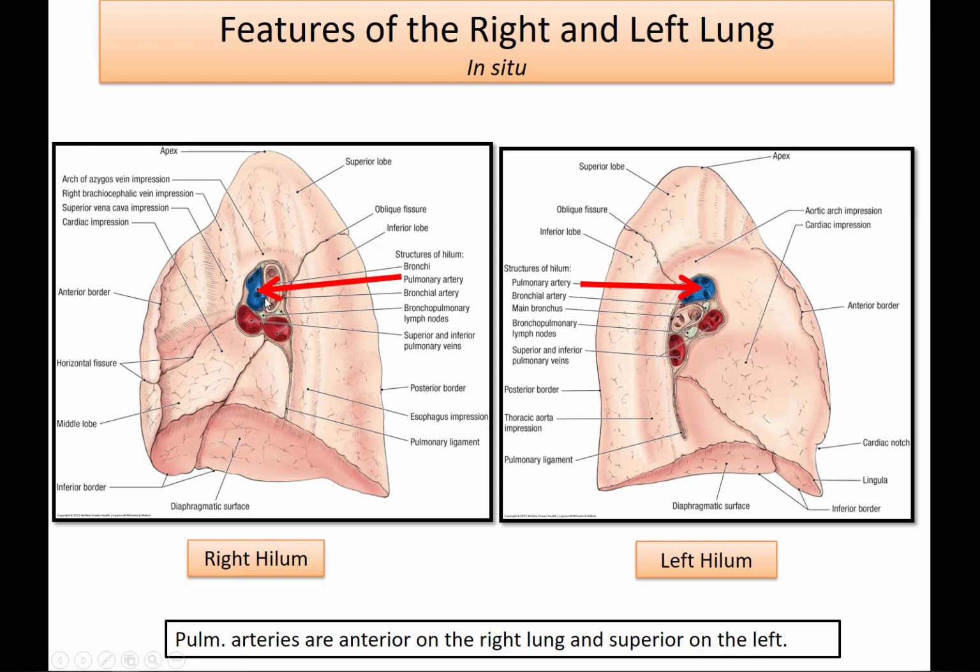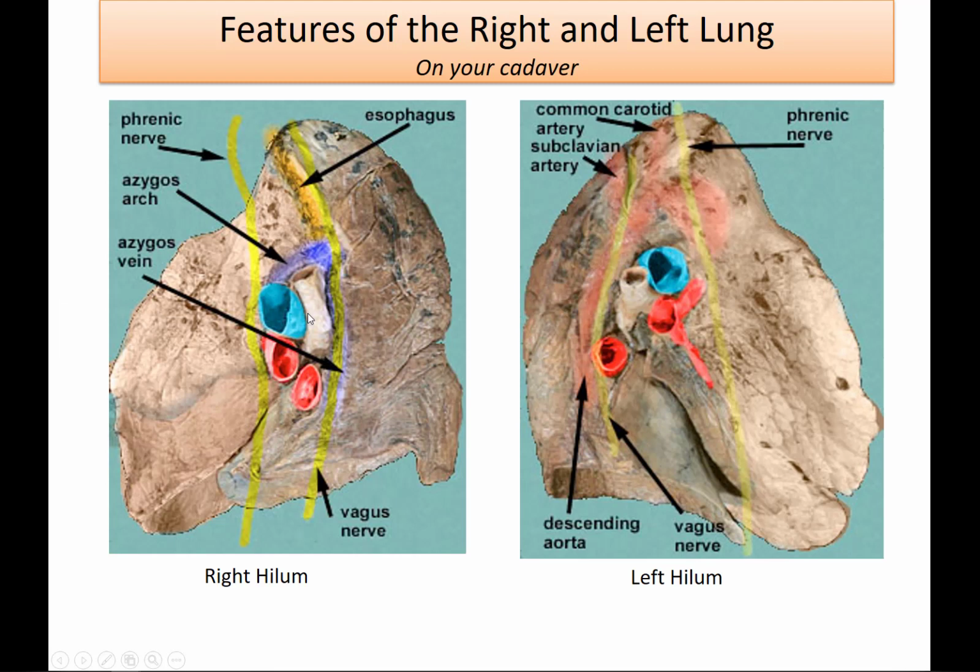It is hard to tell which is an artery or a vein, especially if your dissection has gone a little bit too deep. So pay attention when you remove the lungs that you don't cut too far into the tissue of the lungs themselves before you remove them. A cadaveric image looks more like this. You can see the right hilum with the pulmonary artery in front, and the left hilum with the pulmonary artery on top.